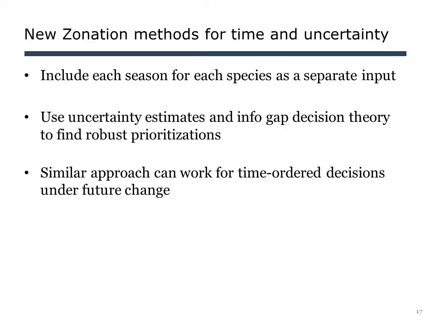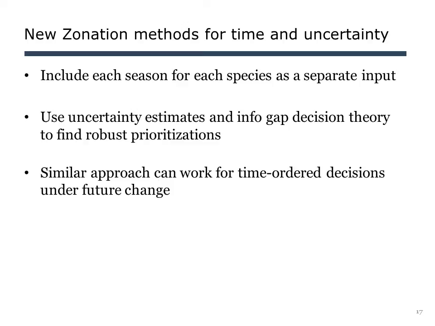And we've also incorporated the uncertainty estimates of the model. So each of those months and species has uncertainty estimates. So the prioritizations that I'm going to show in a second actually incorporate uncertainty and are more robust to some uncertainty within those density predictions. Yay. And another cool thing is, I think this is our first experimentation into some things that can work for time-ordered decisions under future change.